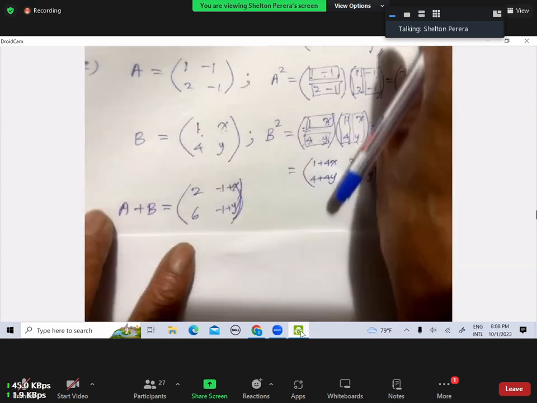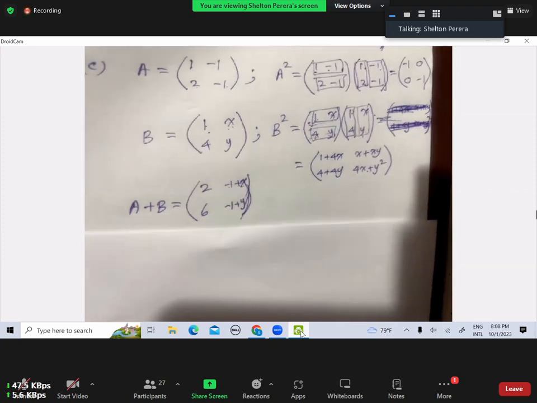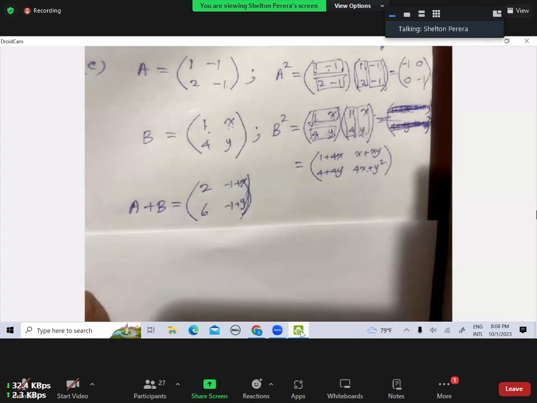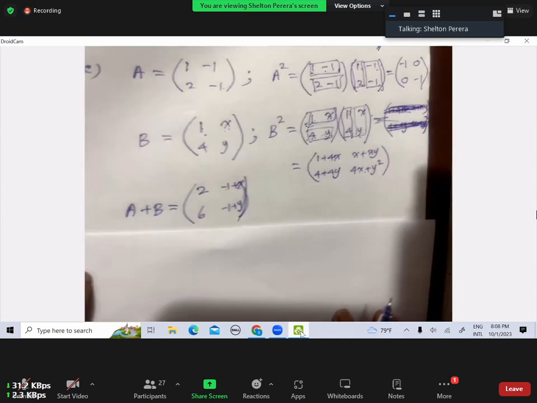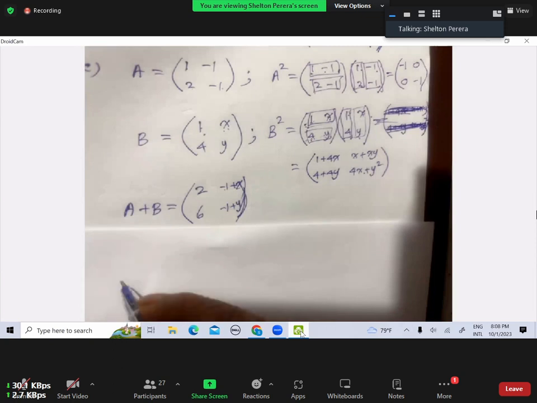The problem is that A is given, B is given. I found A plus B. And I need to check whether, for what values of X and Y, is it true that A plus B squared equals A squared plus B squared? Even for numbers, it's not valid. But here we want to find the values of x and y such that a plus b squared. What is a plus b squared?